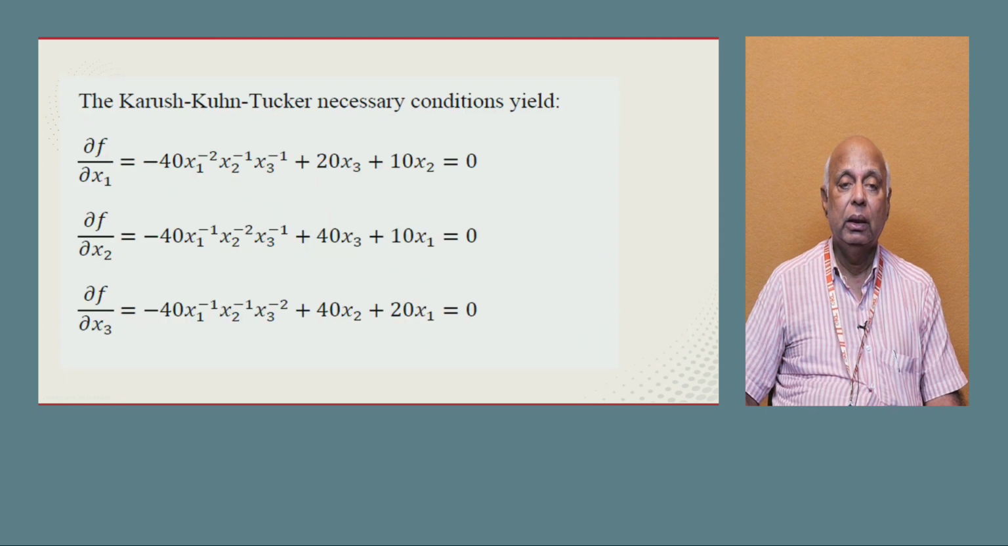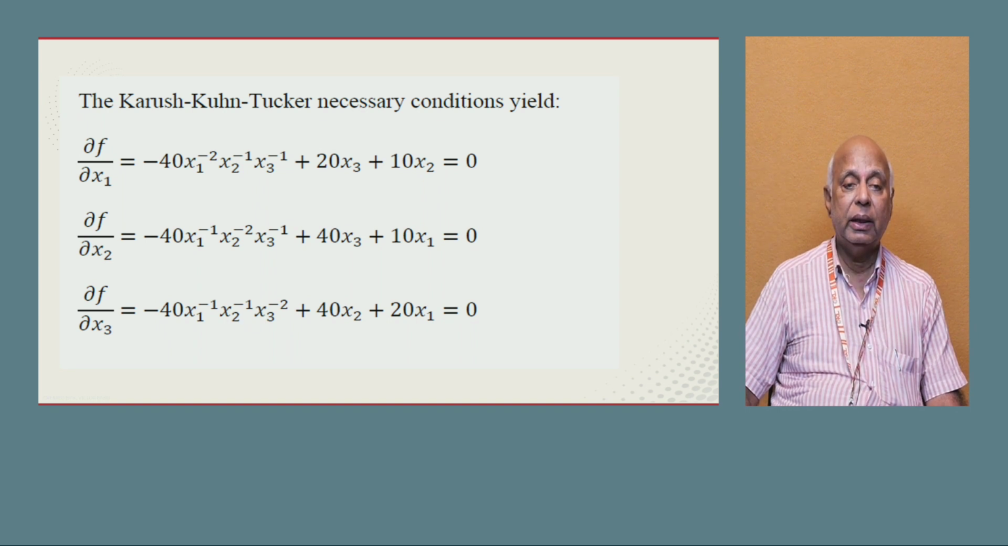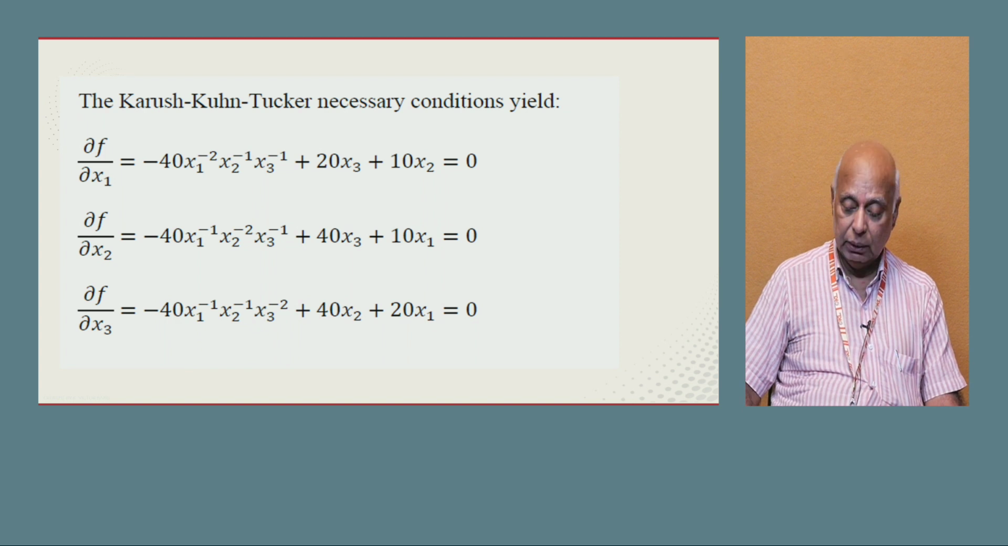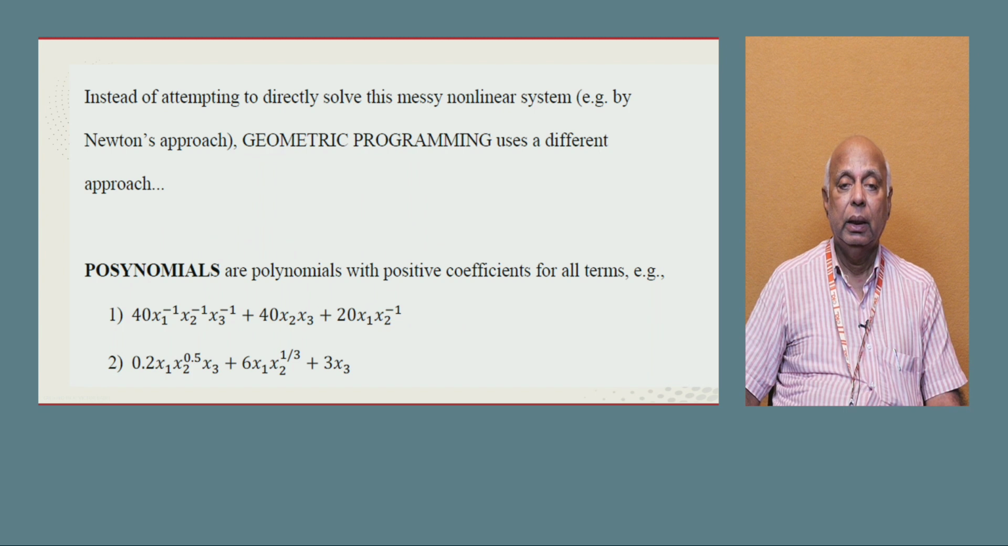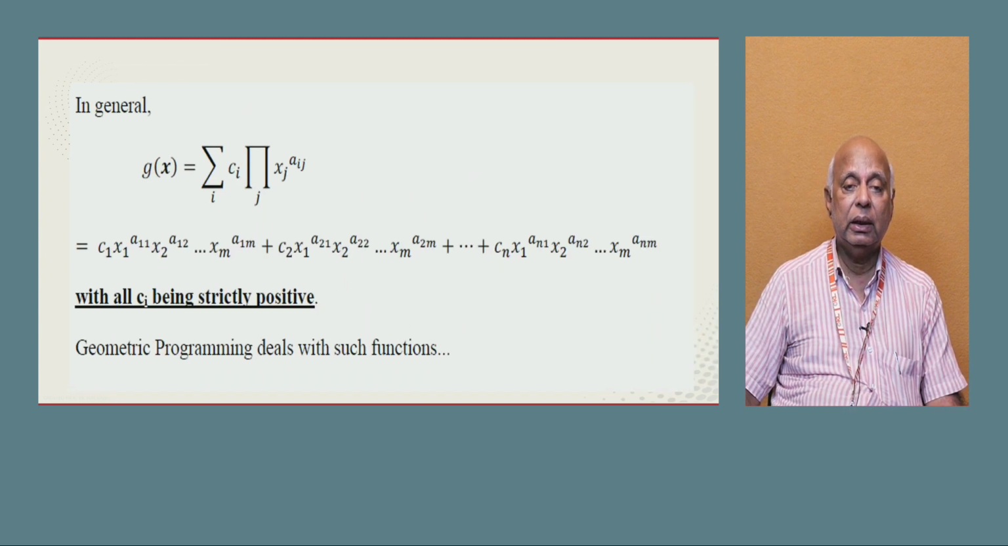And here we use the Karush-Kuhn-Tucker conditions and we find the differentiation with respect to x1, x2 and x3, because x1, x2, x3 are the parameters involved in the problem. The first partial derivative we take and equate to 0. Now, when all these parameters are calculated, in general it appears like this, where c_i is strictly positive.